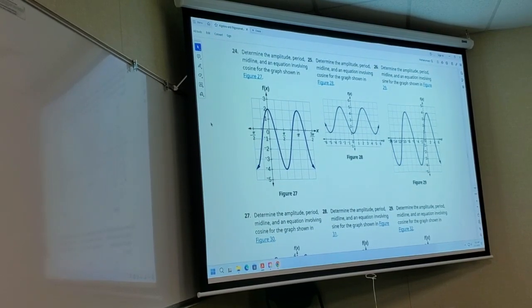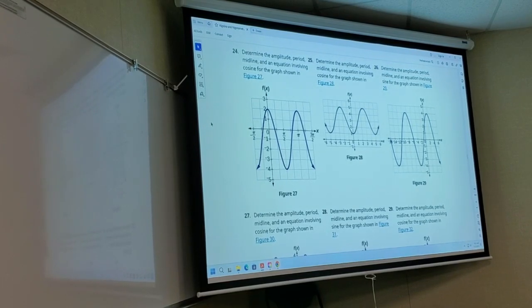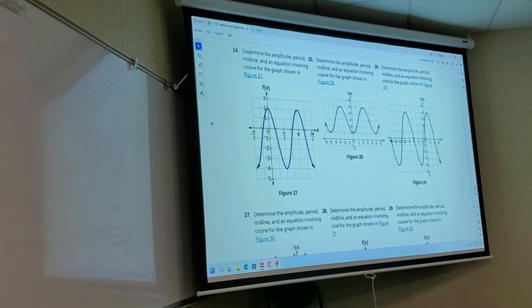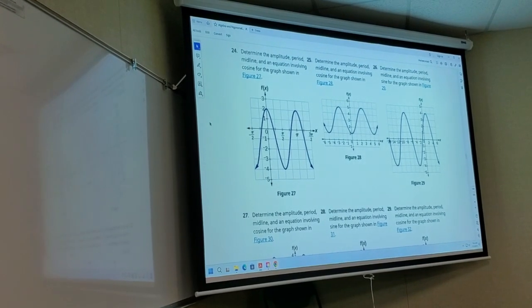All right, let's start off with where is the midline?